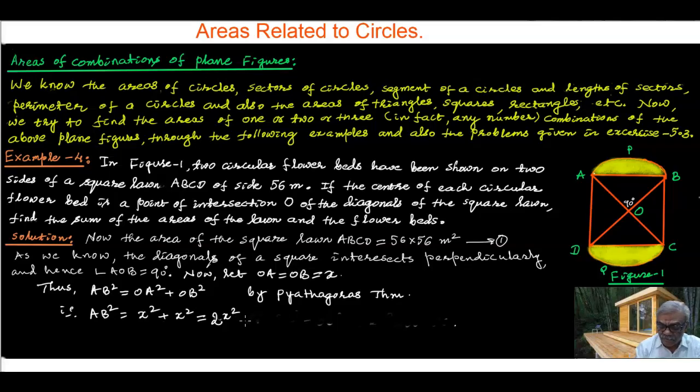As we know, AB is equal to 56, so 56 square is equal to 2x square. That is, 2x square equals 56 into 56. That is, x square is equal to 28 into 56. Let me call this equation number 2.